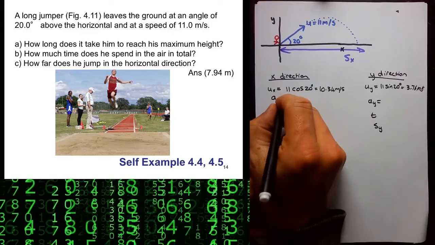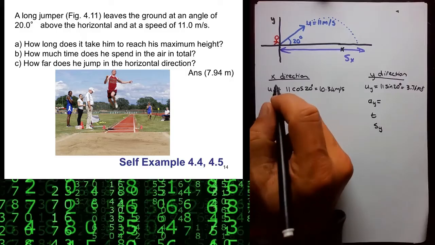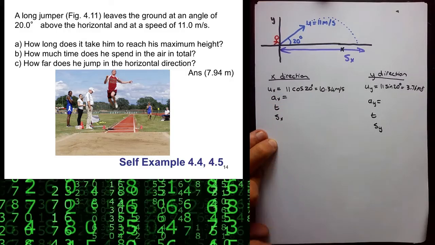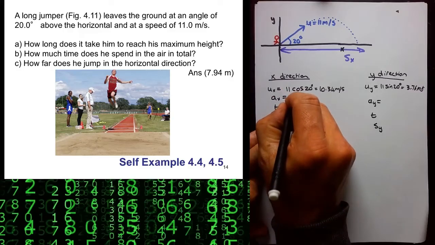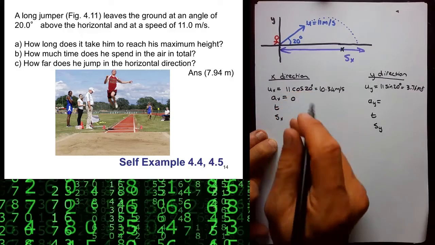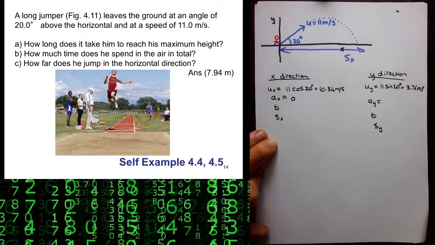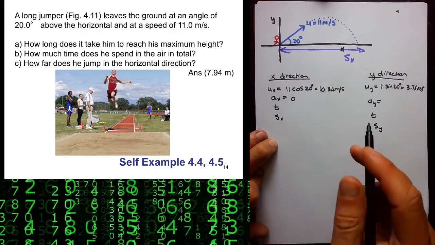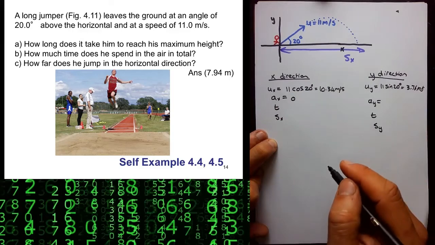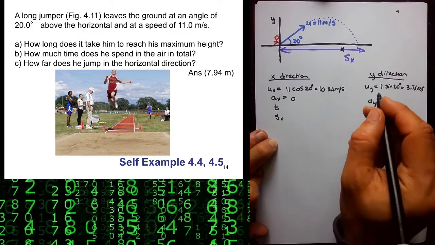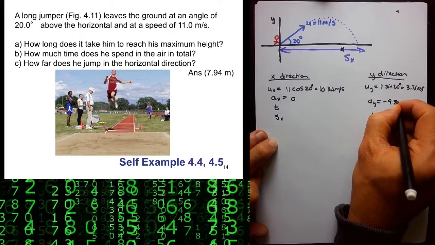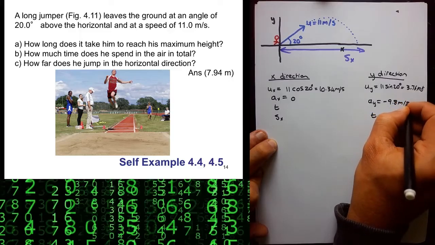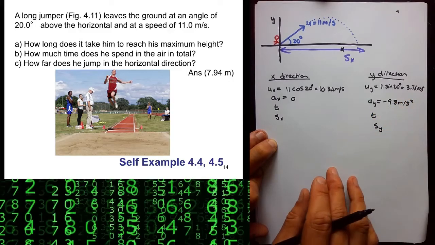The next thing we're able to do is, since it's projectile motion, we know information about the acceleration. The acceleration in the x direction is going to be 0. The reason for this is because there's no air friction, we're not taking any spinning of the earth into account, and so forth. The acceleration in the y direction is always minus 9.8 meters per second squared. So we're able to fill that in.